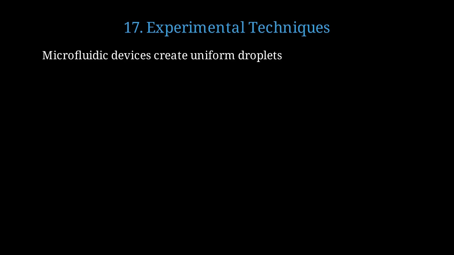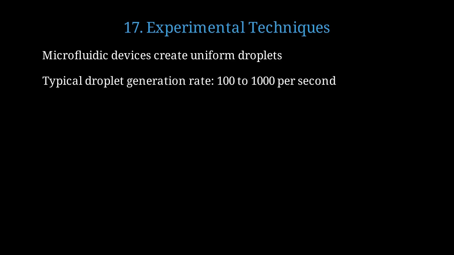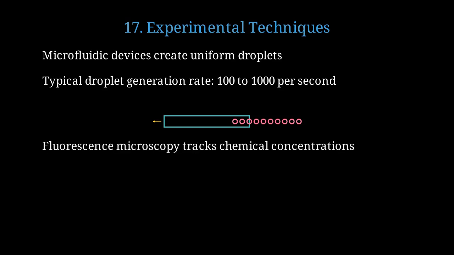Microfluidic devices with channels smaller than a human hair create uniform droplets by breaking up fluid streams at precise junctions. These devices can generate 100 to 1,000 identical droplets per second, creating populations for statistical analysis. In a microfluidic channel, droplets flow like beads on a string, each containing the oscillating chemistry isolated by the carrier fluid. Fluorescence microscopy with high-speed cameras tracks chemical concentrations inside droplets in real time with millisecond resolution.